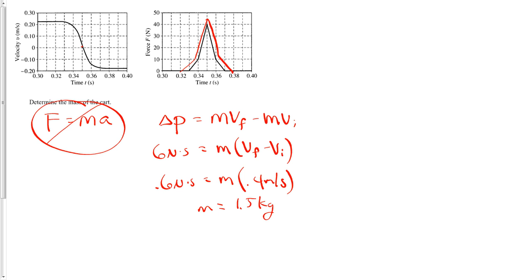It's a lot better. 0.6. So there you get the mass of the cart, 1.5. So there's just a lot of different ways you can do these impulse problems. Forces and times, or change in momentums, or kinematics.